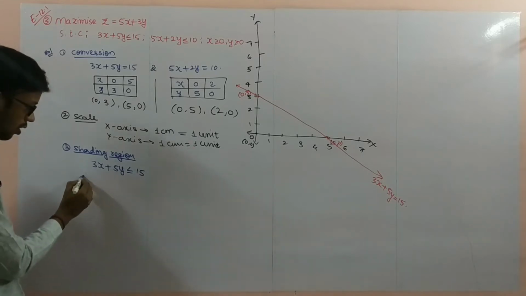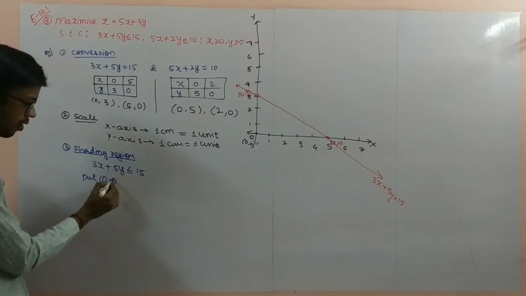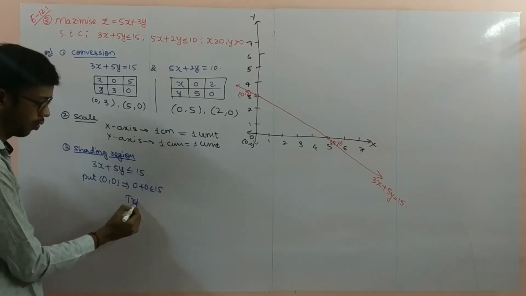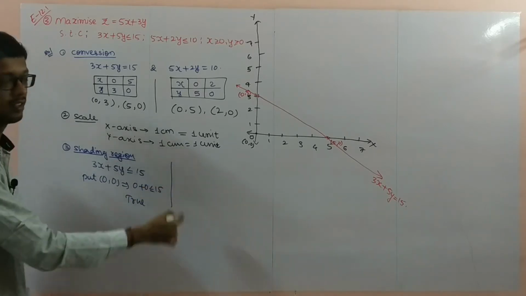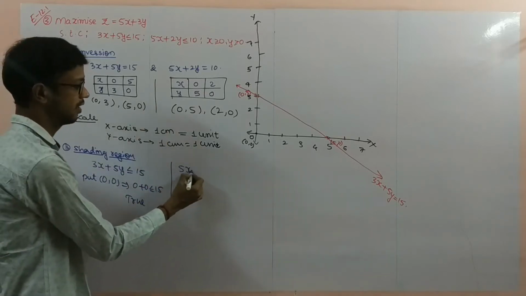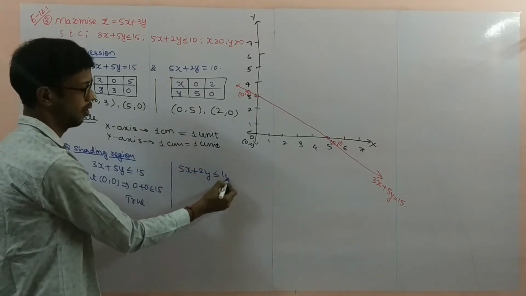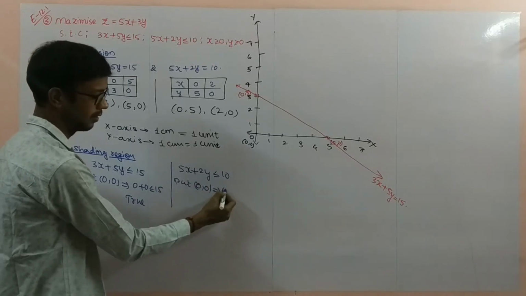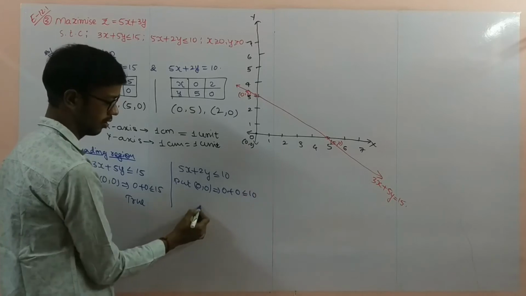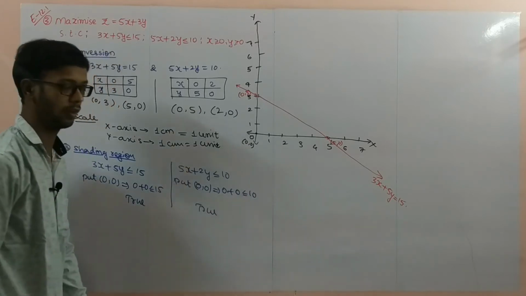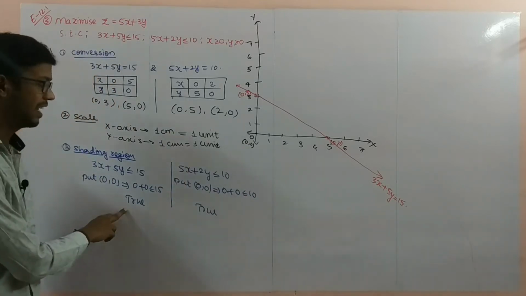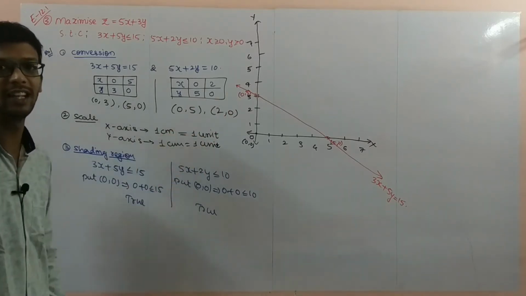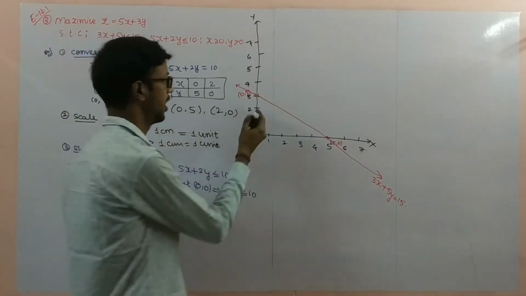Now substitute 0 comma 0: 0 plus 0 is less than or equal to 15. It is true. I am finishing the second inequality also: 5x plus 2y is less than or equal to 10. Put 0 comma 0, which implies 0 plus 0 is less than or equal to 10. That is also true. So both shading regions are towards the origin, including the origin. Now shade the region.